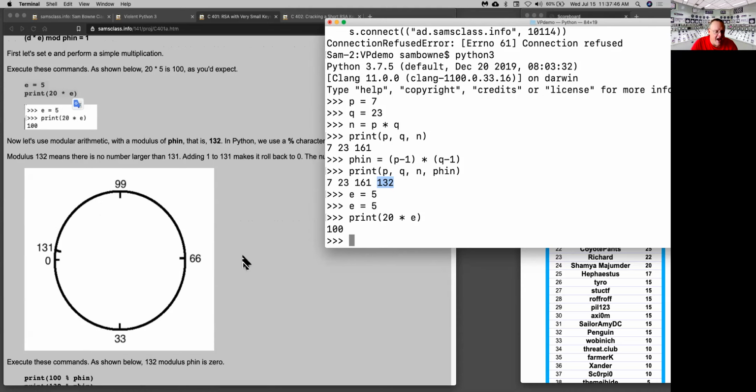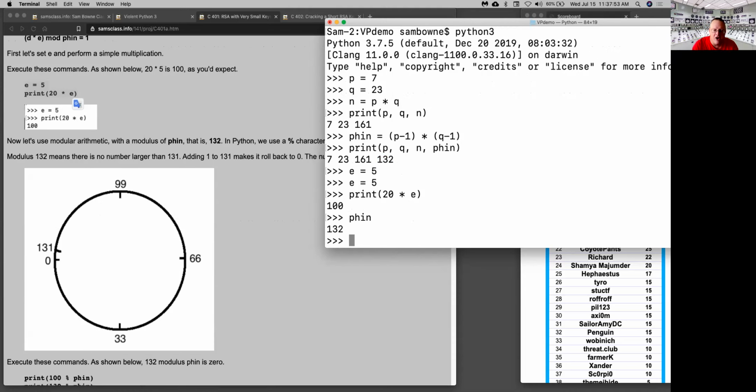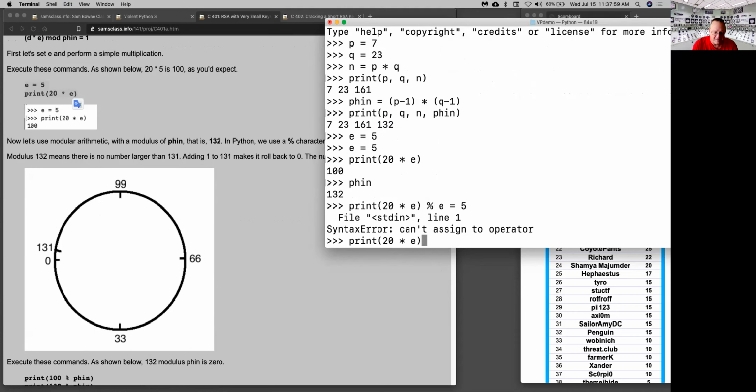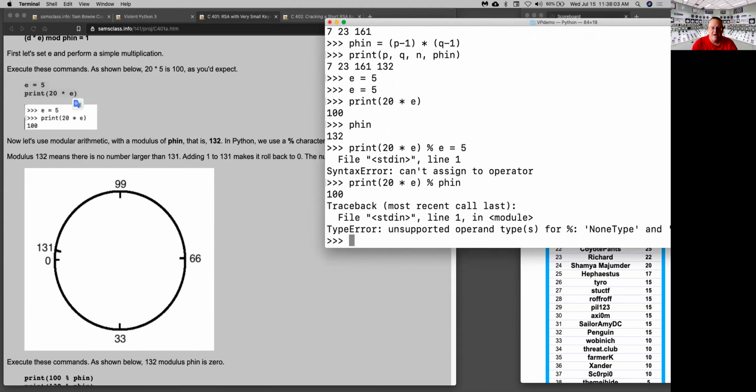So if I wanted that, I would do 20. Let's see if I have phi n in my memory here. I do. So I can print that modulus. The percent sign is modulus. So I do that modulus phi. And that's 100 there.